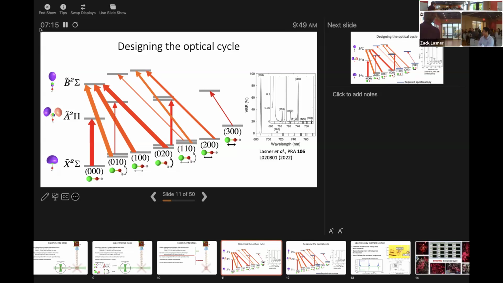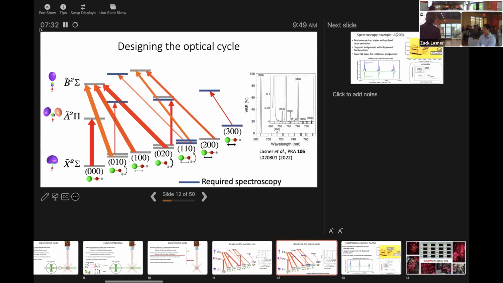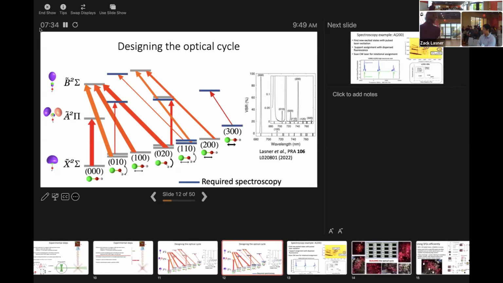I will give a caveat that actually our original design has changed a little bit, because once you start doing the experiment, you start realizing some details that might modify it. But this is a really essential step. And I think measuring these branching ratios is the first part along the path to working with the new molecule now. Some of these states required spectroscopy to find them, either find the vibronic level overall or just find the rotational level we're going to use.